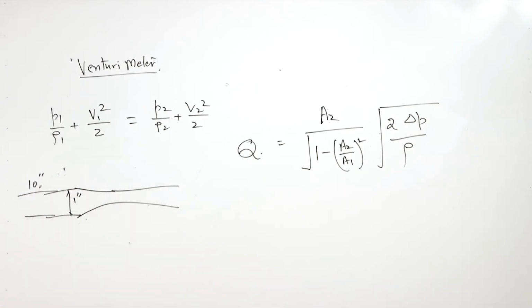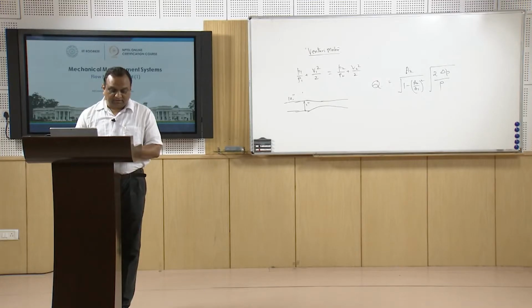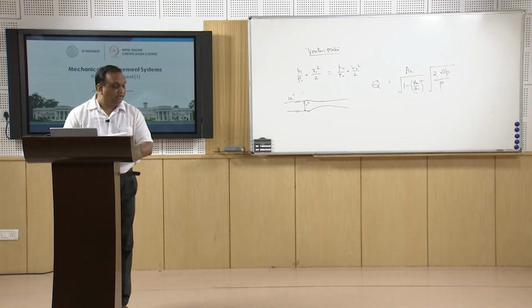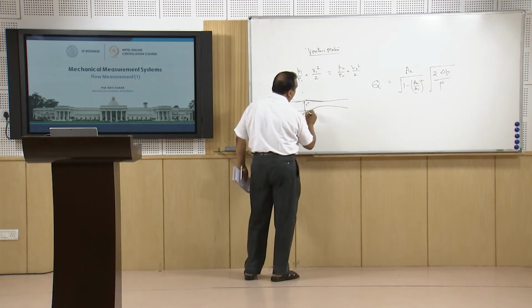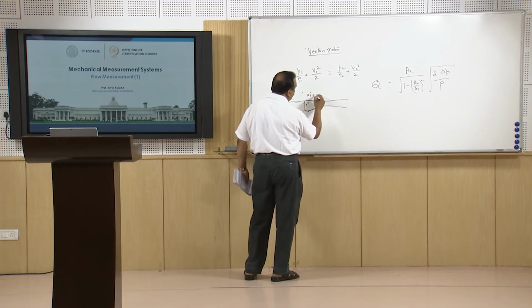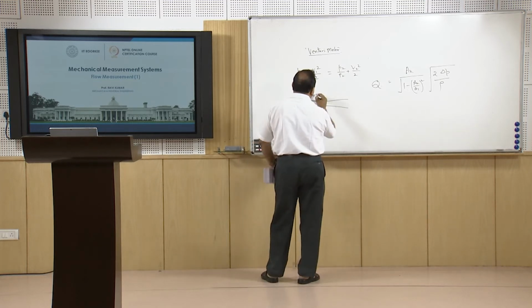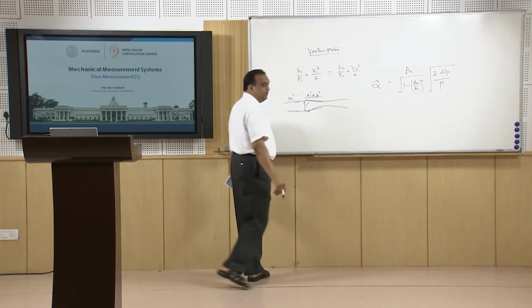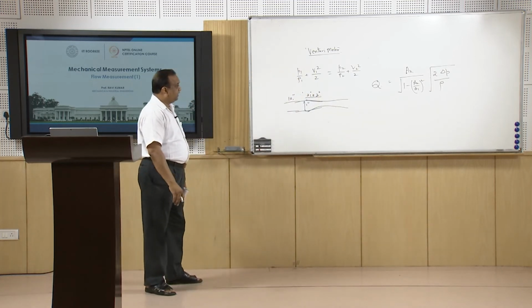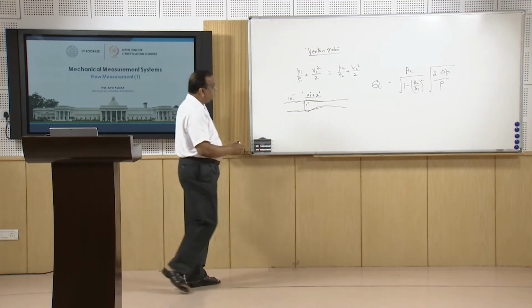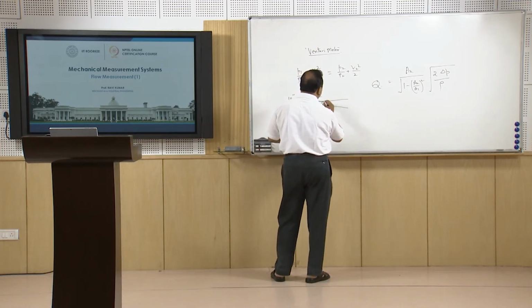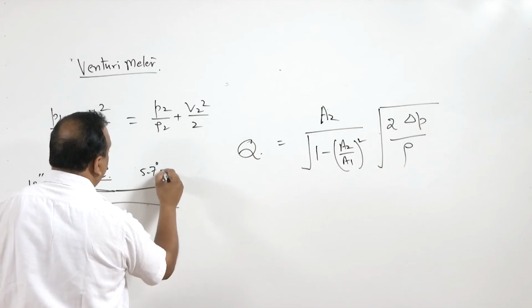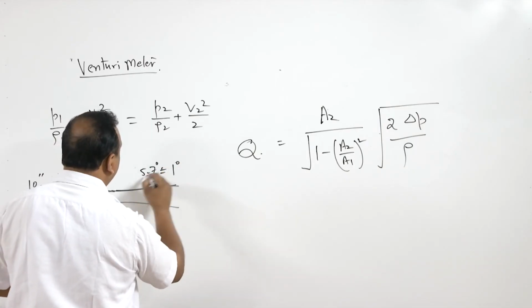So it has to be stabilized and fully developed flow. And in order to reduce the losses, the converging angle has to be 21 degree plus minus, you can take 1 degree or 2 degree. 21 degree plus minus 2 degree has to be the angle of convergence. The diverging angle has to be lower, 5 to 7 degree plus minus 1 degree.